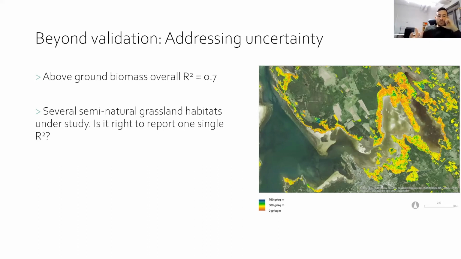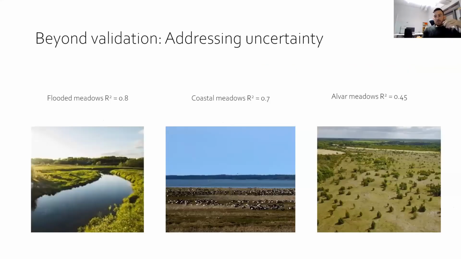But is it right to report one single R-square for a whole country, when we are assessing biomass in possibly something around 6 or 7 different grassland habitat types? So what happens if we break down that assessment? Just to show you the habitats that we are looking at and the different accuracies that we got.